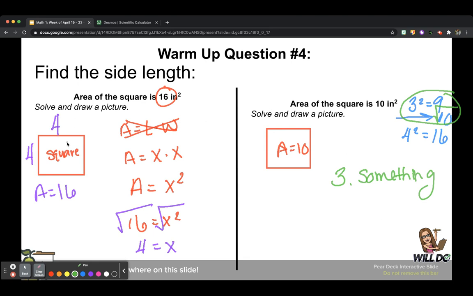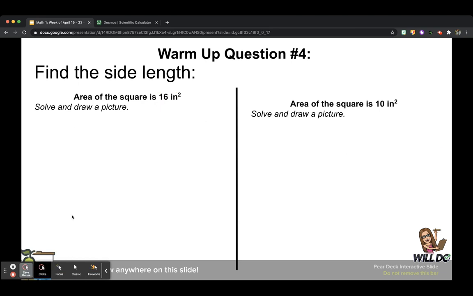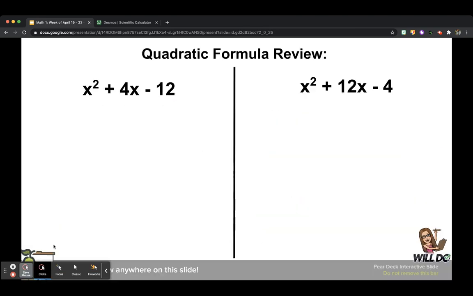So in this lesson, we're going to be simplifying radicals, or simplifying square roots, basically. We're going to have some non-perfect squares that we're just going to have to simplify down. So let's dive right into it. Before we do that, I want you to understand why we are doing this in this part of the unit. So we're going to quickly do a quadratic formula review.